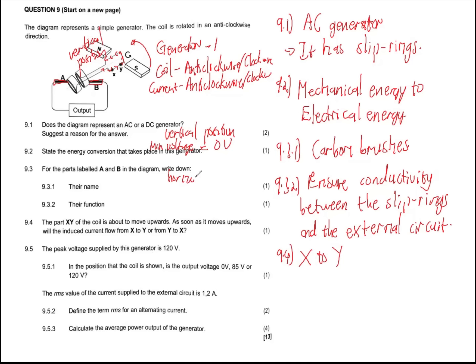Then in the horizontal position, that's where the coil will produce the maximum current and maximum voltage. In this case, it would be the 120 volts, right? So looking at that, we can see that it is in the vertical position as shown on the diagram. So for 9.5.1, we would have to say 0 volts, because at the vertical position, the voltage is 0 volts. Okay, nice. So we've been collecting marks like that.